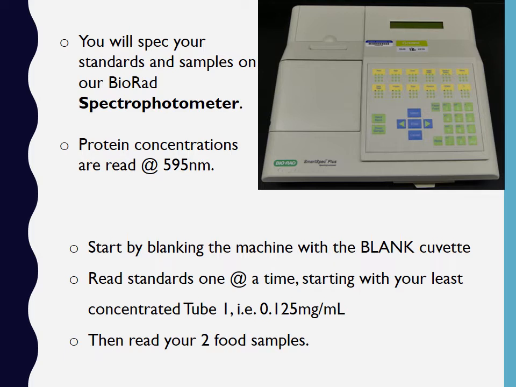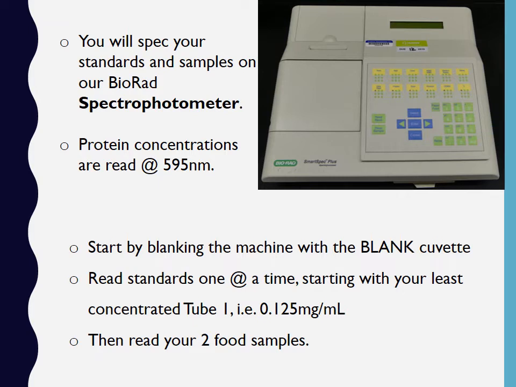After blanking the machine, you're going to want to begin by reading all of the standards that were created with the BSA. So you are going to read the standards one at a time, and typically we start with our least concentrated, right? So tube 1 was our least concentrated at 0.125 milligrams per mil. Start with that cuvette first, and then work your way up to that most concentrated 2 milligram per mil sample.